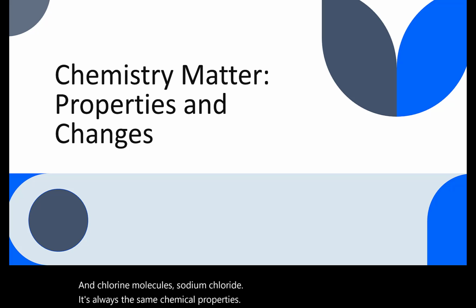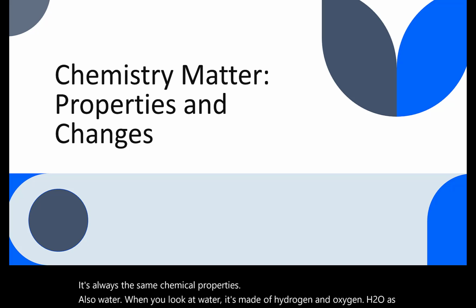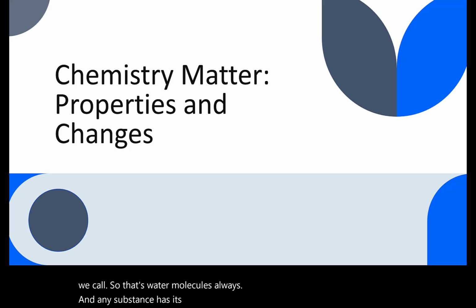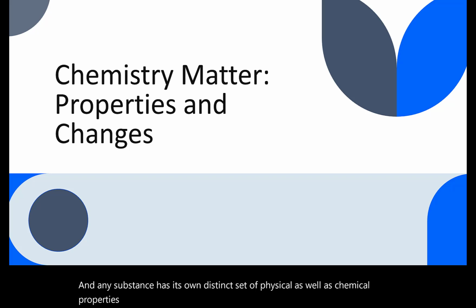Also, water. When you look at water, it's made of hydrogen and oxygen, H2O as we call it. So that's water molecules always. And any substance has its own distinct set of physical as well as chemical properties. For example, it has a boiling point, a melting point, etc. This is what we're going to be looking at.